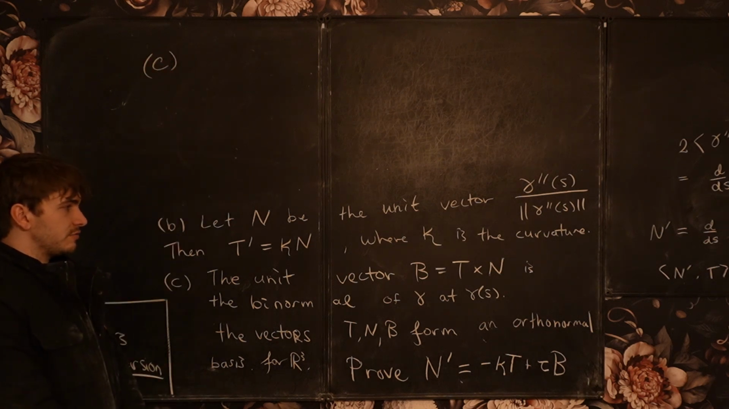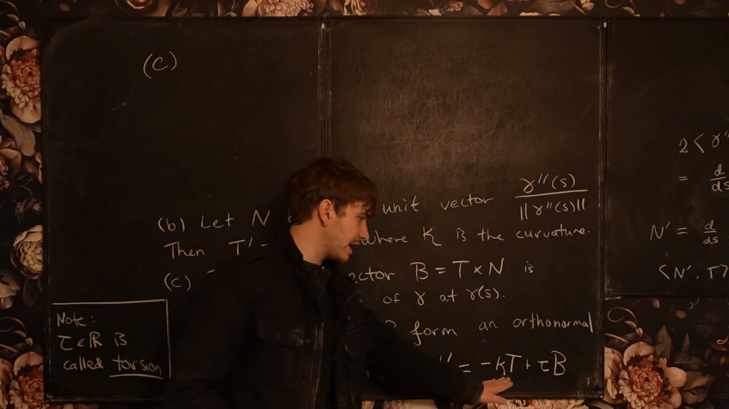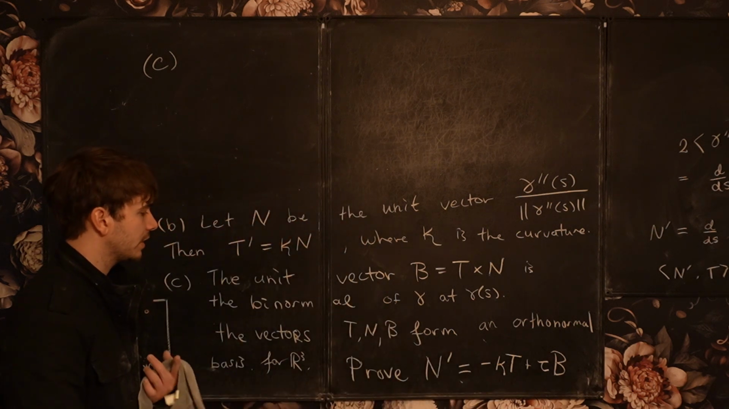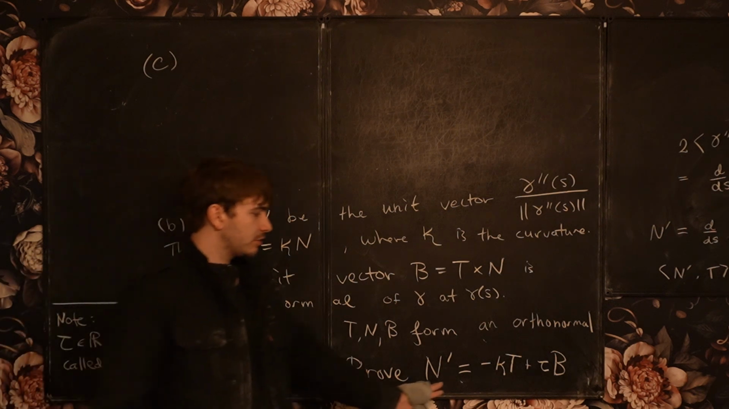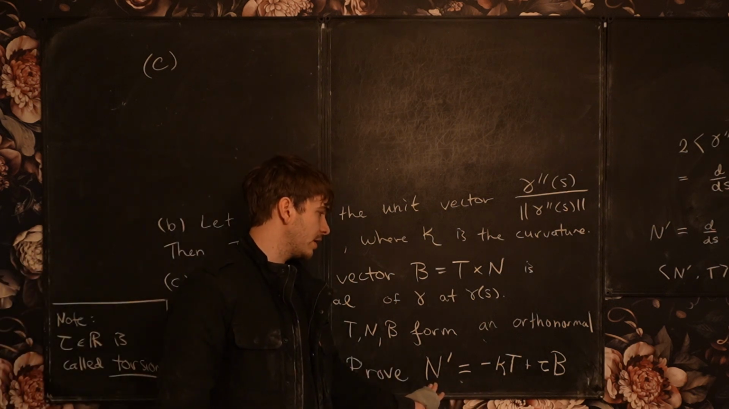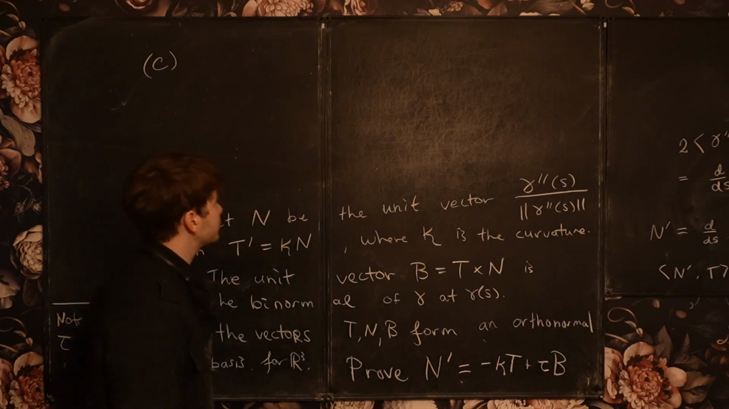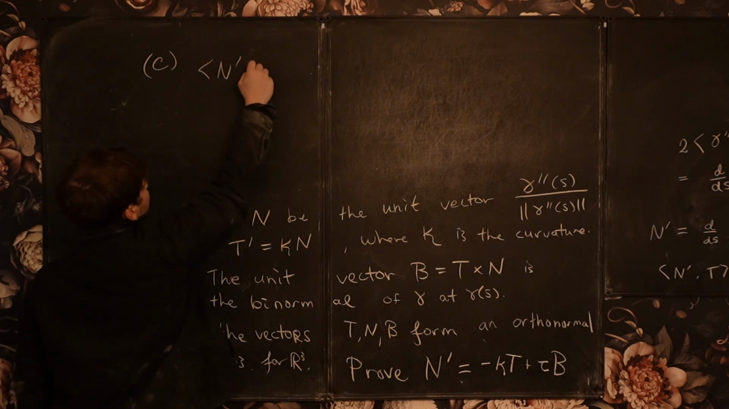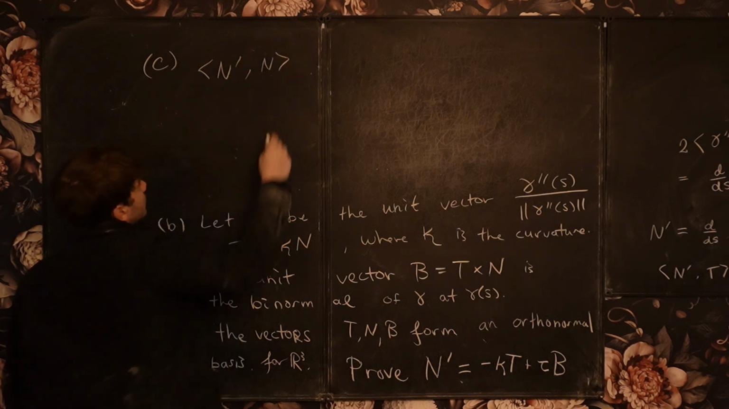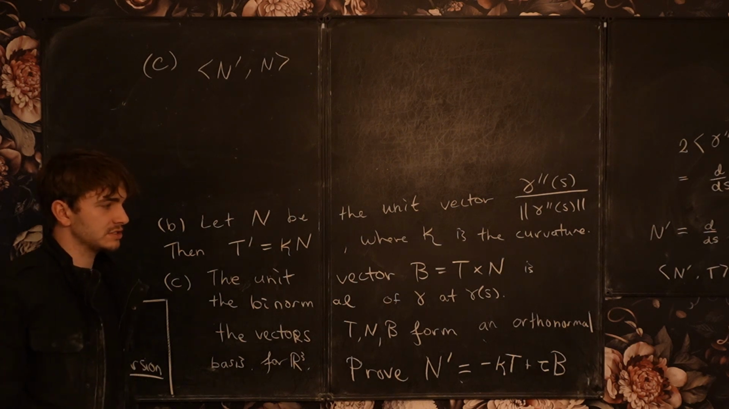Okay, so B is defined to be the cross product of t and n. It's the binormal vector. We need to prove that n prime is equal to negative kappa t plus tau b, okay? So, first of all, this notation suggests that n prime is orthogonal to n. So the first step is we just need to look at the inner product of n prime and n and try to show that it's 0.